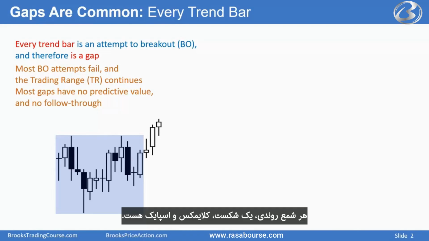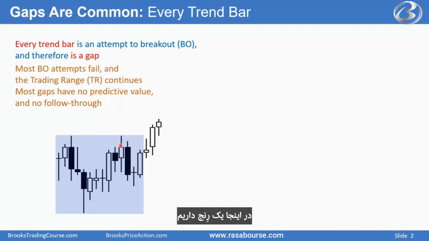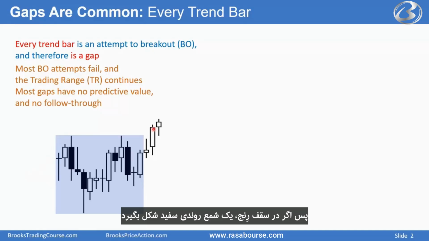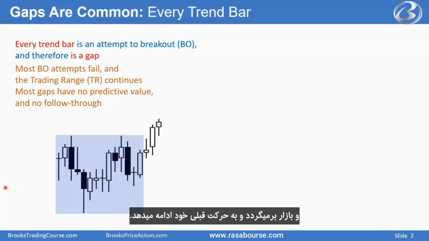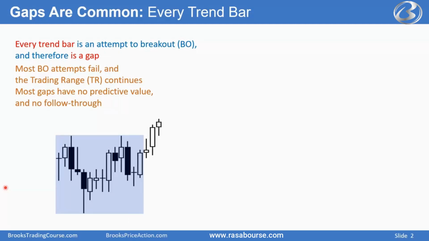Every trend bar is a breakout. It's also a climax, it's also a spike, but every trend bar is an attempt to break out, and therefore it is a gap. We have a trading range. Most breakout attempts fail. Therefore, if you have bull trend bars near the top or bear trend bars near the bottom, the breakout attempts will probably fail. Most of the time, when you get gaps, they don't have any predictive value because there's no follow through and the market reverses and it continues to do what it has been doing.